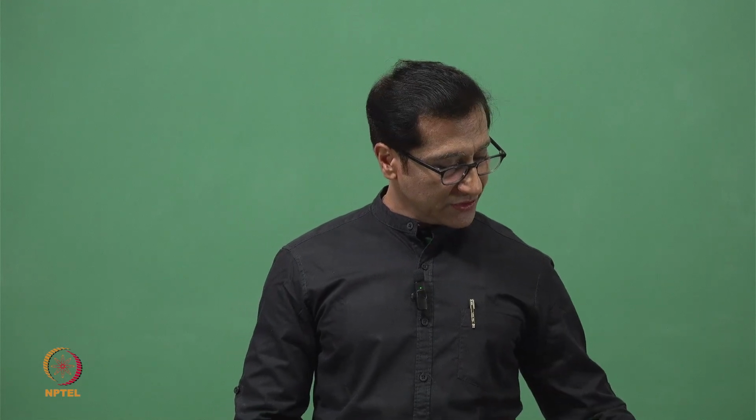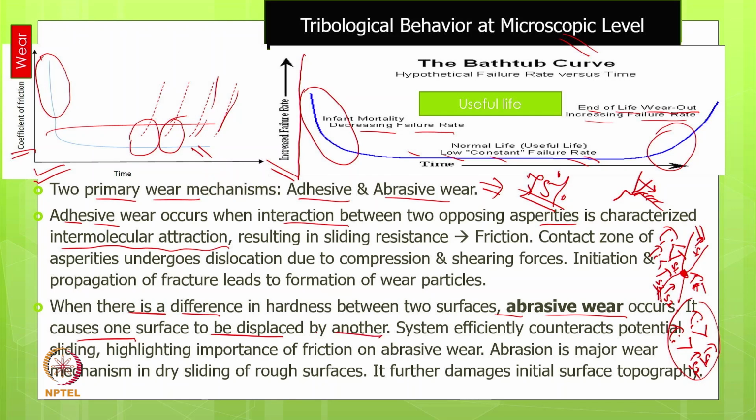However, we are introducing this topic because it is going to develop some fundamental concepts and some sort of model which will provide some understanding to us. So you see, it causes one surface to be displaced by another one. That's what I showed: one material is displaced because of the harder material or the hard asperities. So the system efficiently counteracts sliding. That means that's why the friction force comes into this.